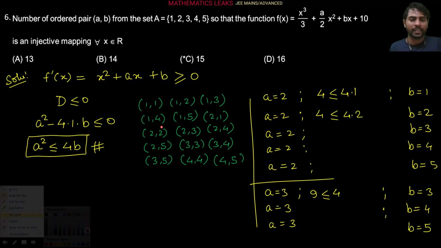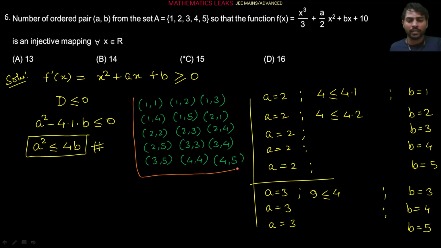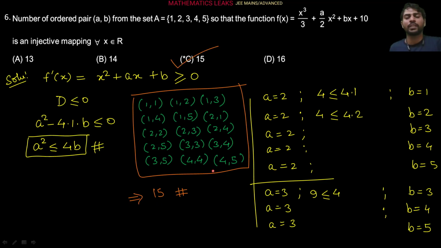So we can say the total number of ordered pairs, just count here, is 15. 15 ordered pairs are satisfying this, correct? So option C is absolutely correct here. Option C is correct in this question, right?